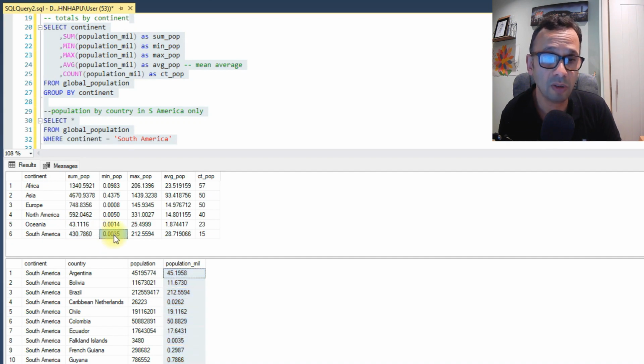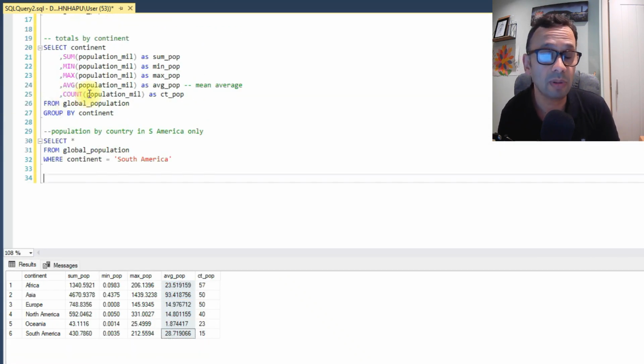The smallest is 0.0035, which is that one, Falkland Islands. The biggest is 212 million, which is Brazil. The average is 28 million, and there are 15 rows of data. 15 is the count of those fields.